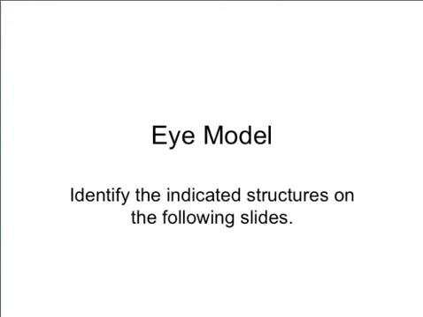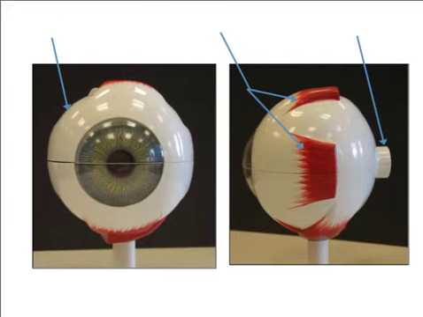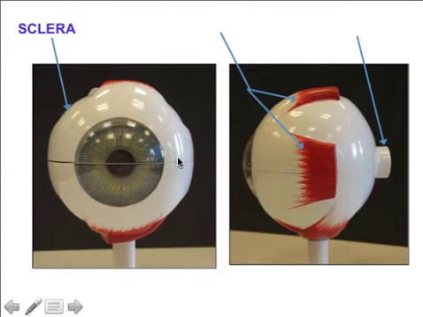So the first thing we're looking at is the eye model, and what we want to know is what is this layer of the eye called? This is the sclera. This is part of the fibrous tunic of the eye. It is largely avascular and protective in its function.